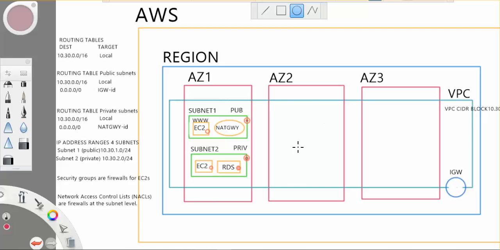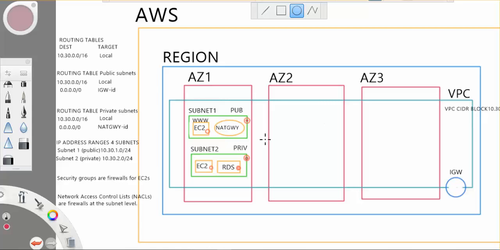There is more to learn about this regarding networking, but these are the most important aspects. Something common to appear in an exam is, can your VPC span multiple regions? The answer is no, because as we can see here, our VPC is contained inside of the region. It doesn't spill out into other regions.